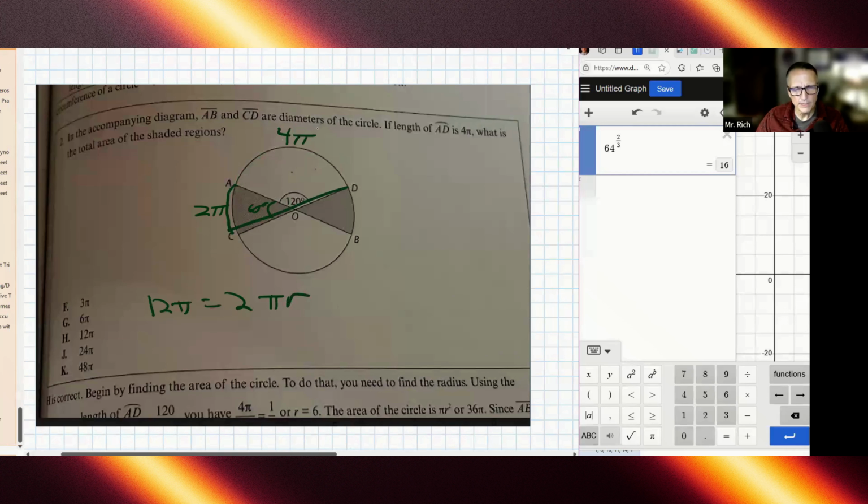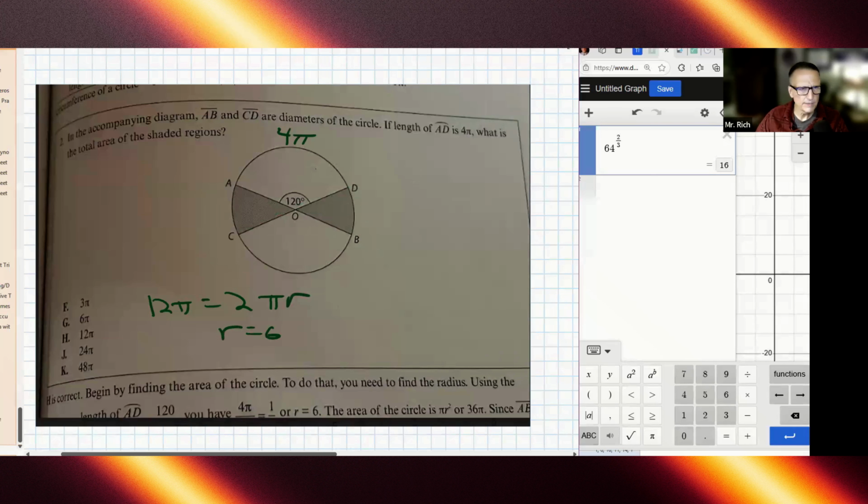How do I know that? Well, because if this is 4 pi, this is 4 pi, and that would be half of 4 pi or 2 pi, and this would be 2 pi. Same, because that's also 60 degrees. So 4, 6, 10, 12, 12 pi. So the radius is 6. The radius of this circle has got to be 6.